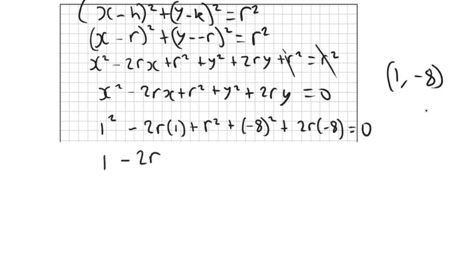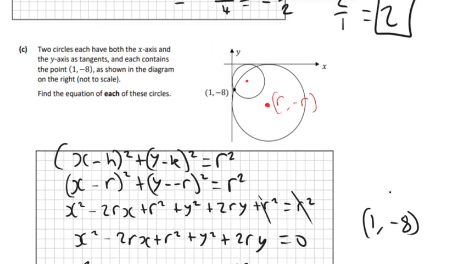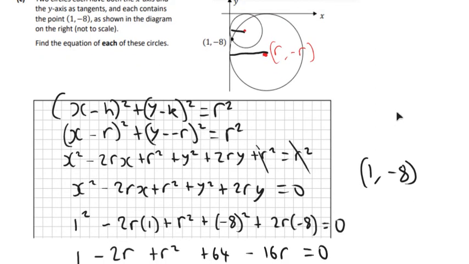So 1 minus 2r plus r squared plus 64 minus 16r equals 0. We just need to be careful. Plus 65 is what's left with the constant. We get r squared, there's no other r squareds, and minus 18r equals 0. So we're going to end up getting two values for r, and those will be the two different radii, that one and that one.